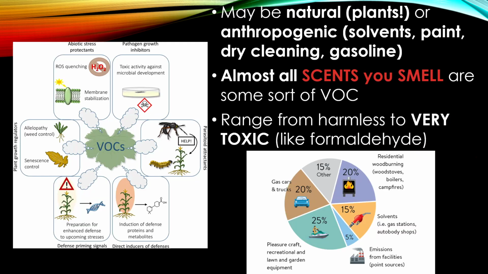So these can be natural. They can exist naturally from plants. They can also be anthropogenic, meaning human formed, like solvents, paints, dry cleaning, and gasoline. Pretty much if you smell something, if it has a scent to it, it's some form of VOC. Now VOCs can range from anywhere from harmless to incredibly toxic, like formaldehyde. But there's lots of different VOCs out there, and this just shows you right down here where some of those sources of VOCs come from.